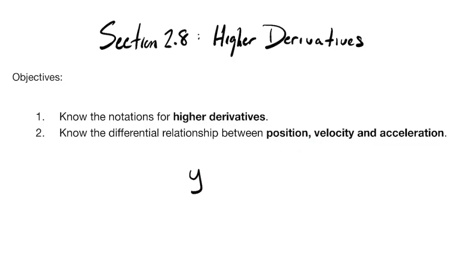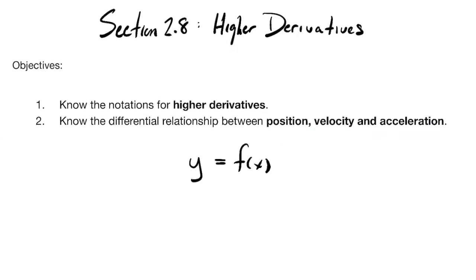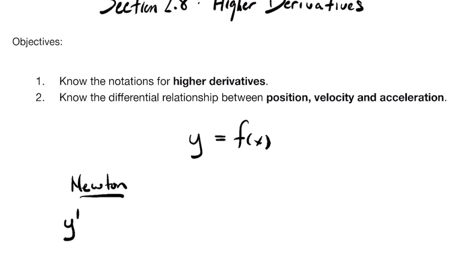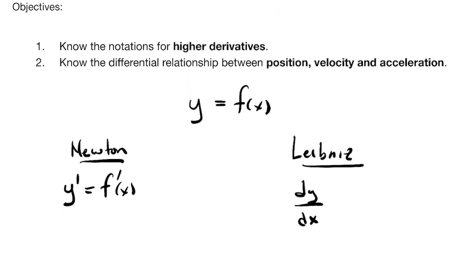Let's say we have some function y equals f of x. We'll have some specific examples in a second, but we know that in the Newtonian scheme, we write that function's derivative as either y prime or f prime of x. In the Leibniz scheme, Leibniz writes either dy dx or, if you like, df dx. And these things are functions.